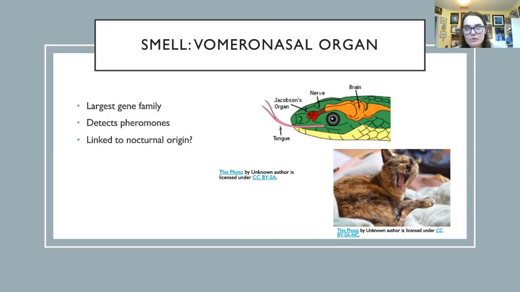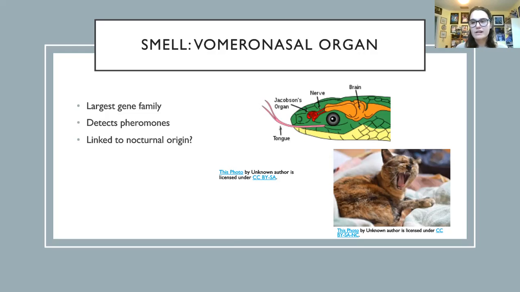And this vomeronasal organ is very acute and specialized in mammals. This could possibly be linked to the nocturnal origin of the early mammals. So as I was saying, the vomeronasal organ, or the Jacobson's organ, is seen in a variety of animals, but they kind of work in different ways.